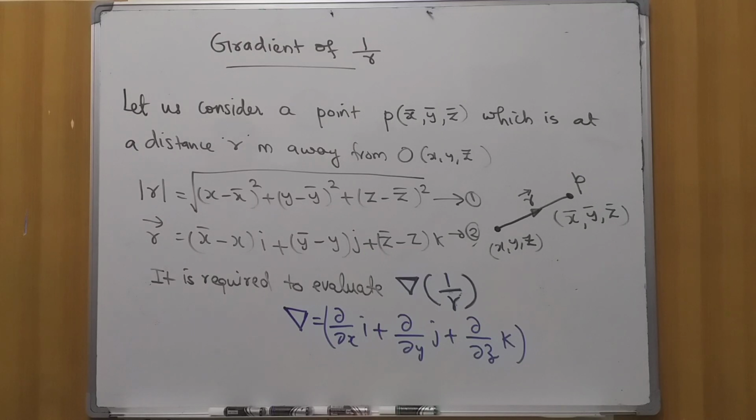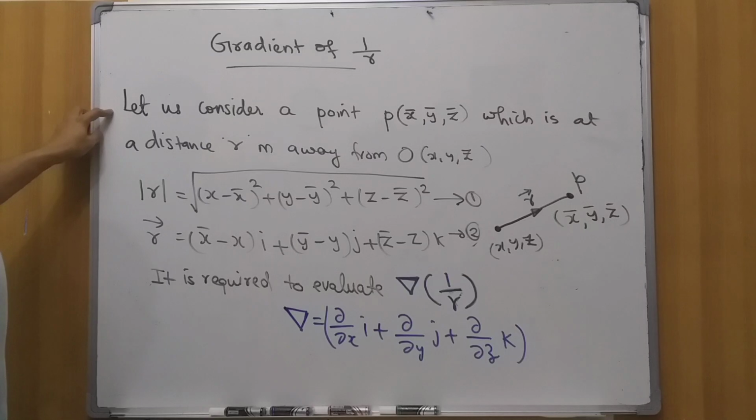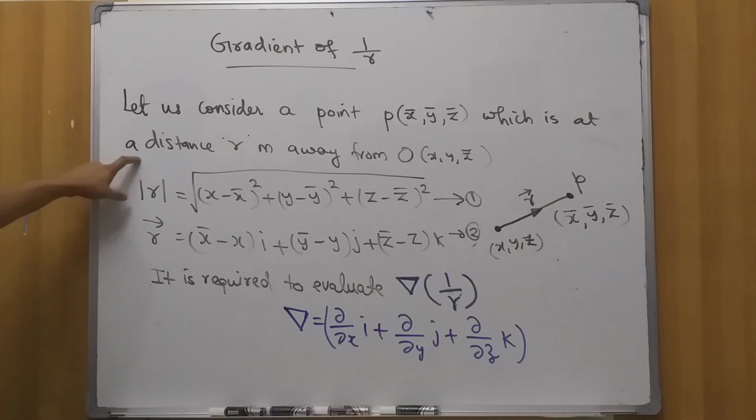Welcome to this short video on how to calculate the gradient of distance vector 1 by r. So let us consider a point P having the coordinates x dash, y dash and z dash, or x bar, y bar, z bar, which is at a distance of r meter away from the origin. Let's say the coordinates of the origin is x, y, z.